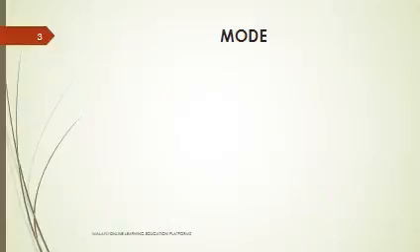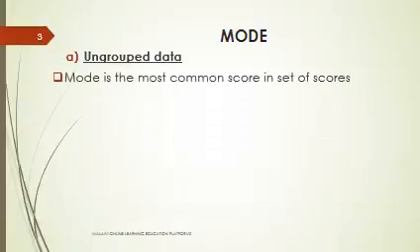Now let us look at mode. So mode is also grouped into two: mode with grouped data and mode with ungrouped data. So let's start looking at mode with ungrouped data. Mode is defined as the most common score in a set of scores, or the most appearing number or numbers in the set of scores. So this is how we define mode. The number which is appearing most is defined as the mode.